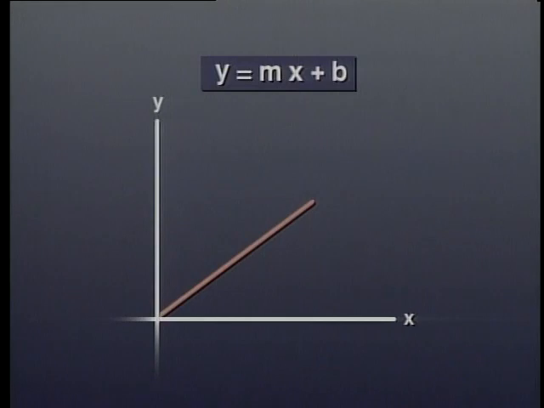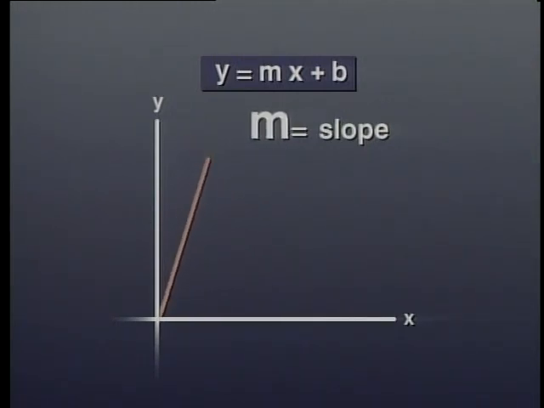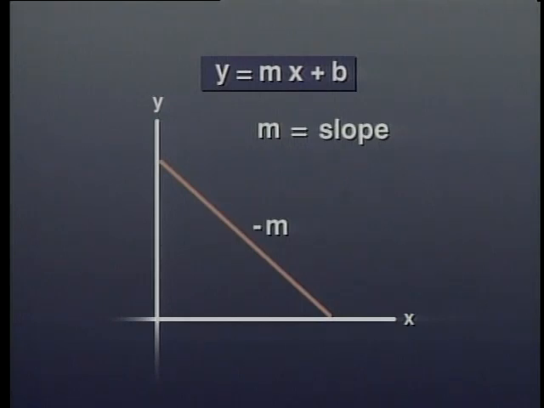To be useful to us, of course, we need to know the specific values for m and b that apply to our situation. Let's take m first. M is called the slope of the line. The slope m just means the steepness of the line. Large positive values of m mean steep slopes. Small positive values mean shallow slopes. And negative values mean the line slopes down from left to right.